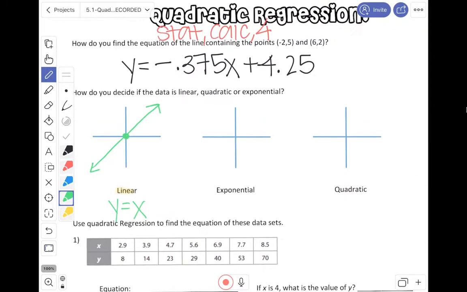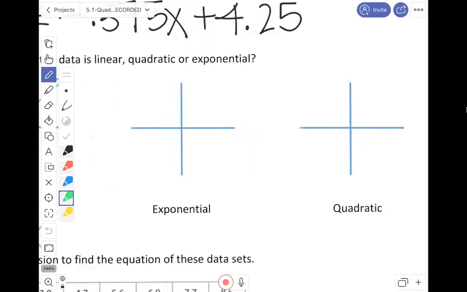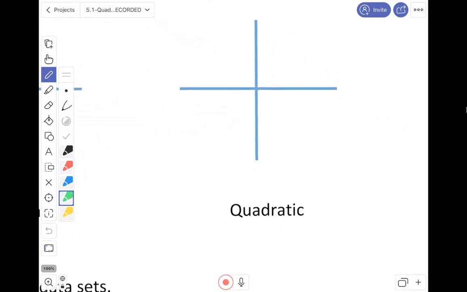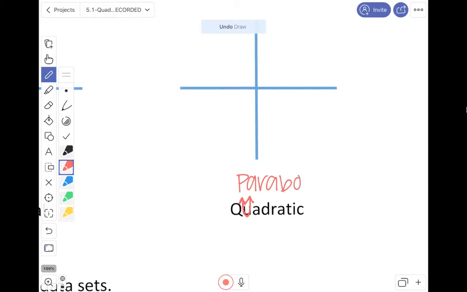If I look at the second one, actually I want to skip the second one. I want to do this in order of the way we learned it. So let's go over to quadratic real quick. Remember, quadratic has a u in it. The graph for this is called a parabola. The parent function for this is y equals x squared. When x has a little baby 2, it makes it into a parabola. This is where the parent function starts at 0, 0, and it increases on both sides like this.